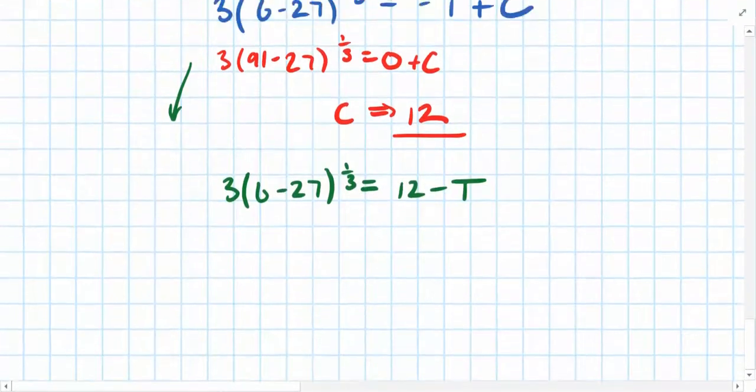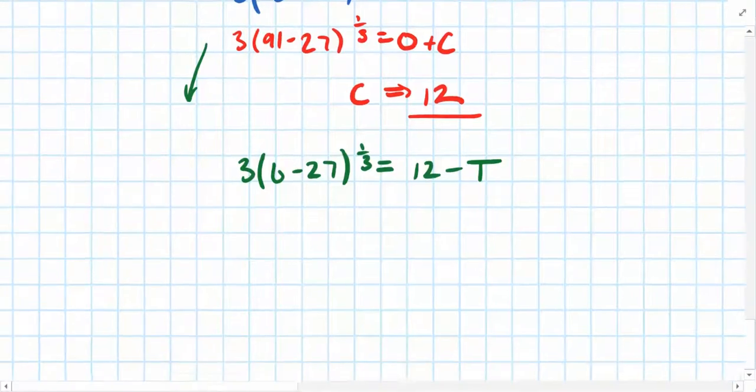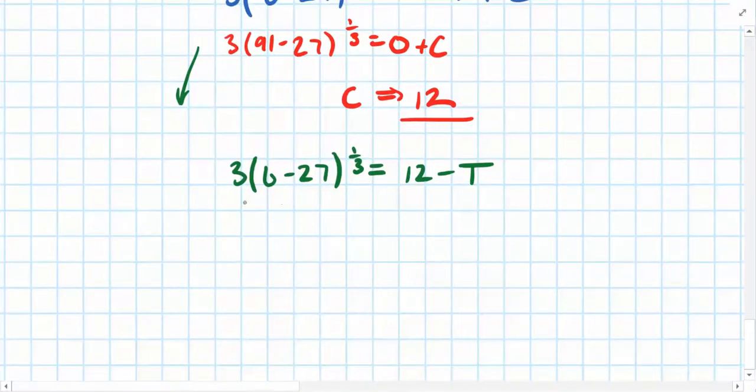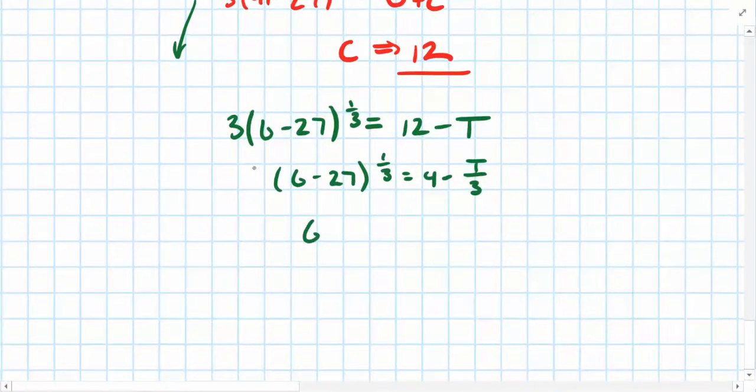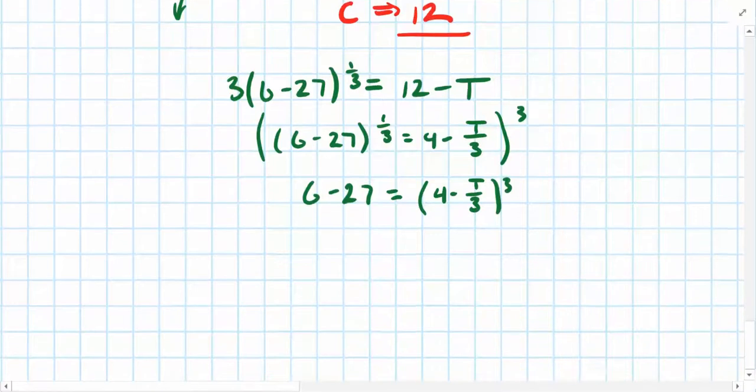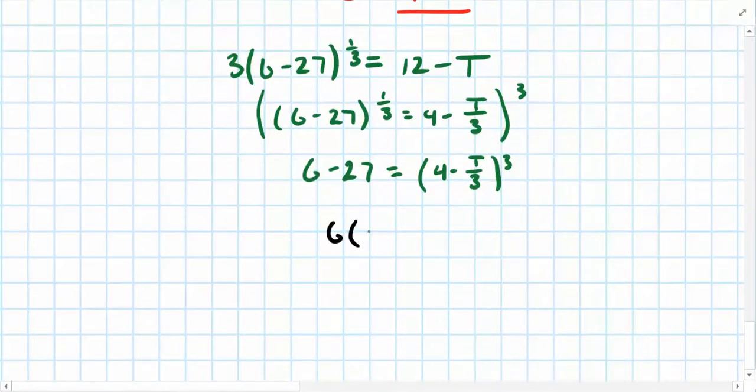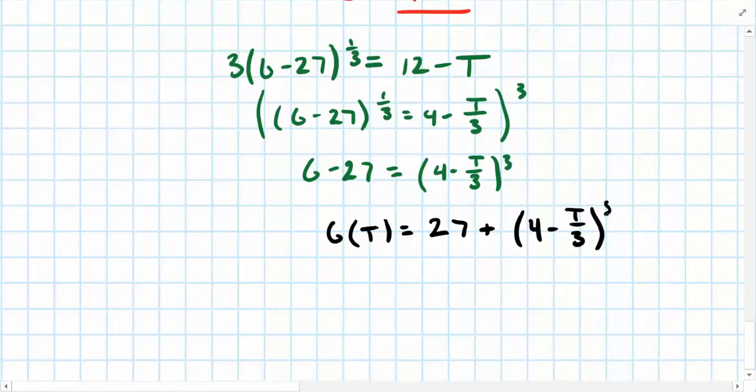And now what we're supposed to do is try to solve for g of t. So we're going to divide each side by 3, leaving us with g minus 27 to the 1/3 equals 4 minus t over 3. And now we're going to cube each side. So g minus 27 equals 4 minus t over 3 cubed. And therefore, g of t equals 27 plus 4 minus t over 3 cubed.